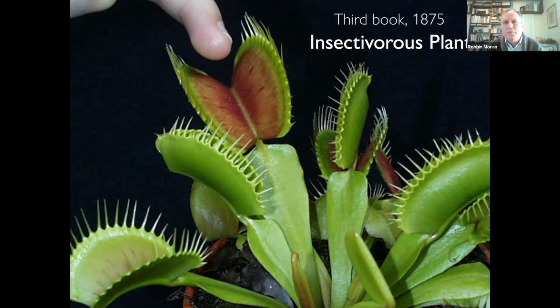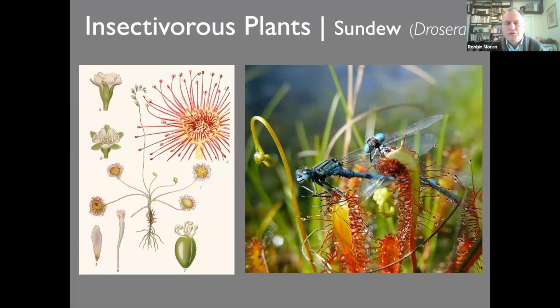And a lot of people in Darwin's time would see insects stuck to the sundew or the butterwort, plants that we know today are carnivorous. And they would say, oh, that's just a casual thing. There's really nothing to it. Well, Darwin started studying insectivorous plants, and he realized they had many adaptations, structures, and behaviors that specifically lured, trapped, and digested insects.